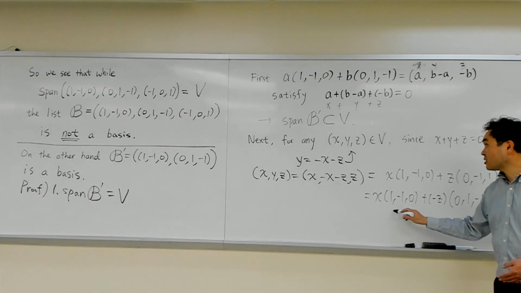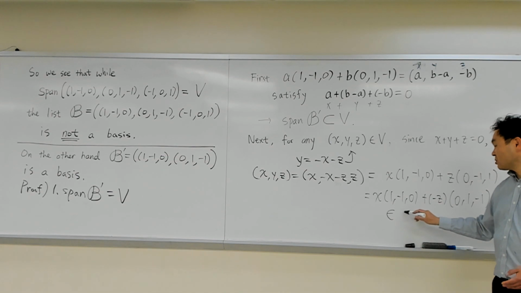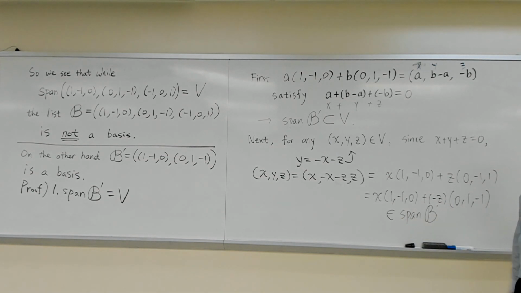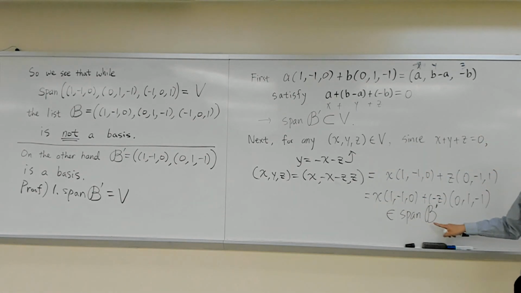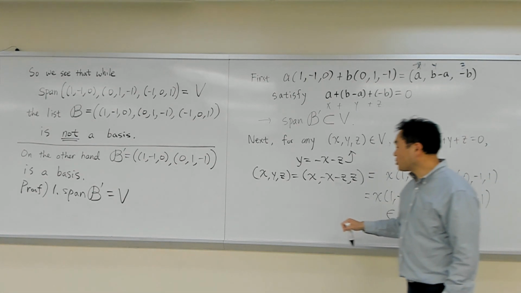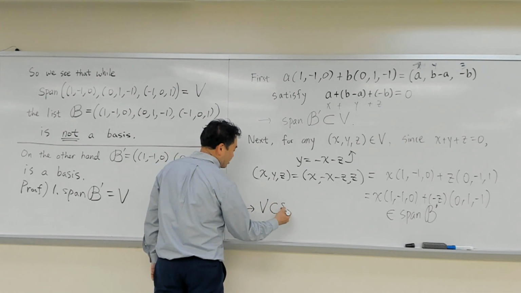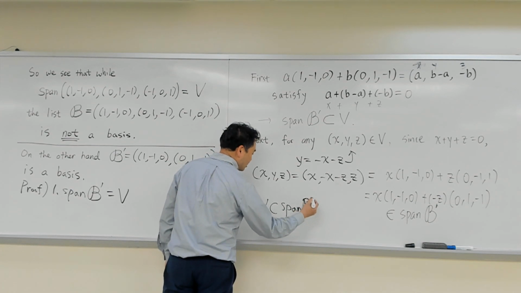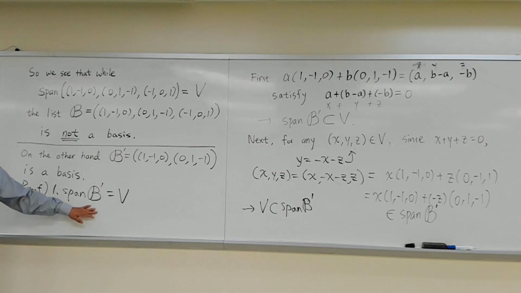So this definitely belongs to the span of B prime. Okay. And since I chose any element in here and showed that it belongs here, that shows that V is in the span of B prime. So now I show that these are indeed the same.